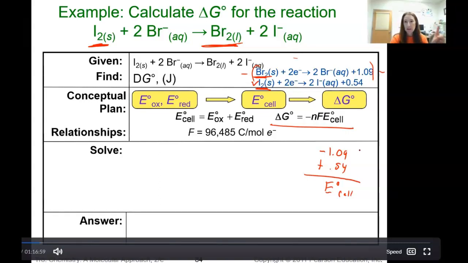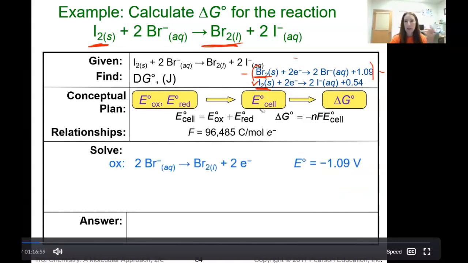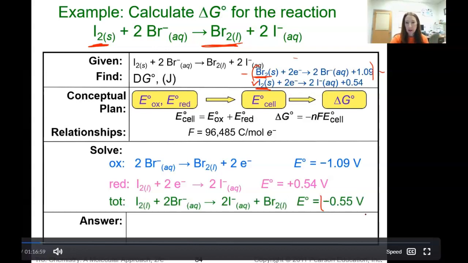The next thing we have to figure out is the electrons when they fall out. So here's our E cell. I flipped the 1.09 and I left this the same, right? And then when you add them, you get a negative 0.55. By the way, E cell is negative. Is this going to be a spontaneous or a non-spontaneous reaction? Anyone? Non-spontaneous. Yeah, it's going to be non-spontaneous. Remember, for spontaneous, E cell has to be positive. So therefore, since this is a non-spontaneous reaction, is our delta G going to be negative or positive?